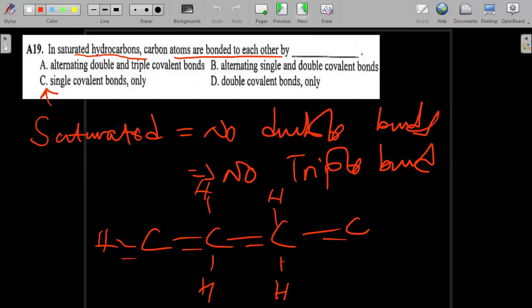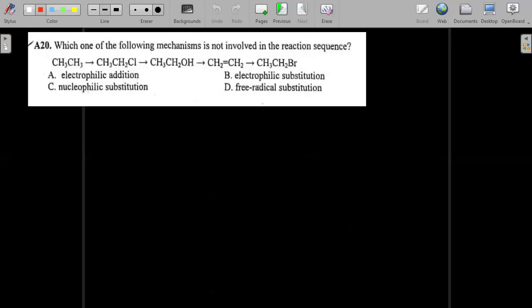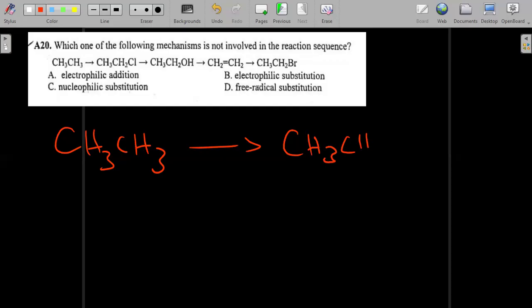Okay. And then question number 20. Question number 20, what do we have now? Okay, so we have a series of reactions here. We have to identify the processes at each change. So the first one is when I have CH3, CH3, and from there, they said it has changed to CH3, CH2, Cl. So we can see here that one hydrogen has been replaced by what? A chlorine. So what do we call that? Okay, we call that a free radical substitution.